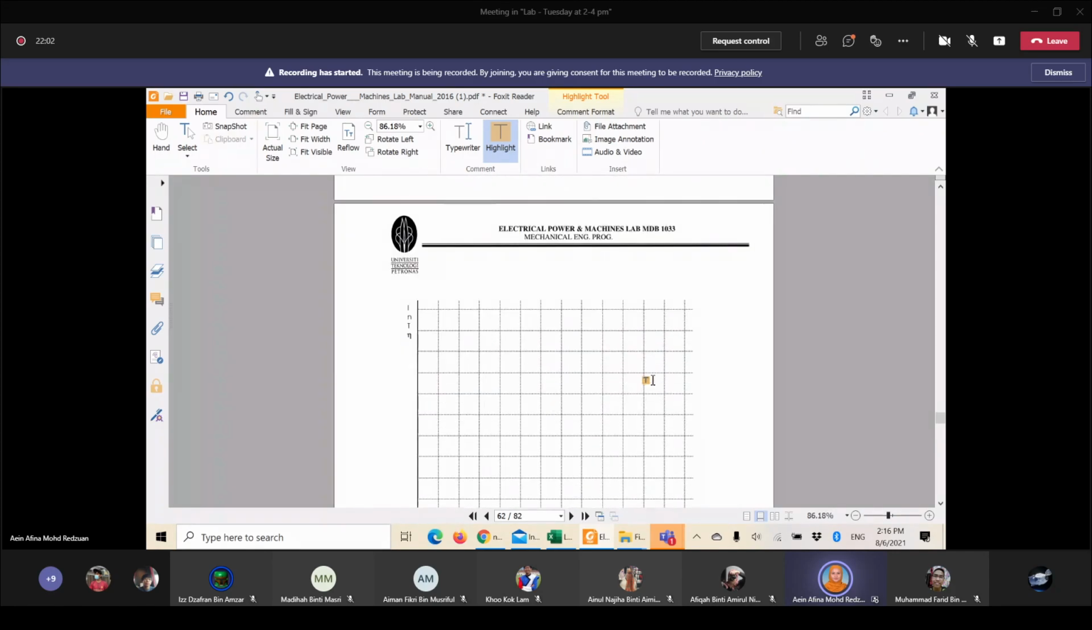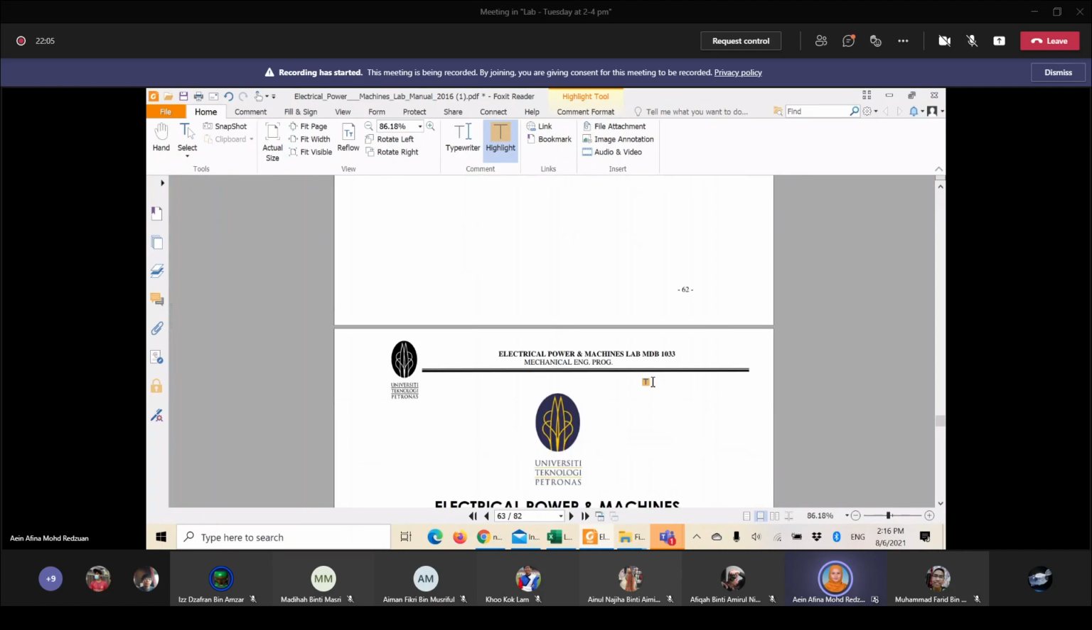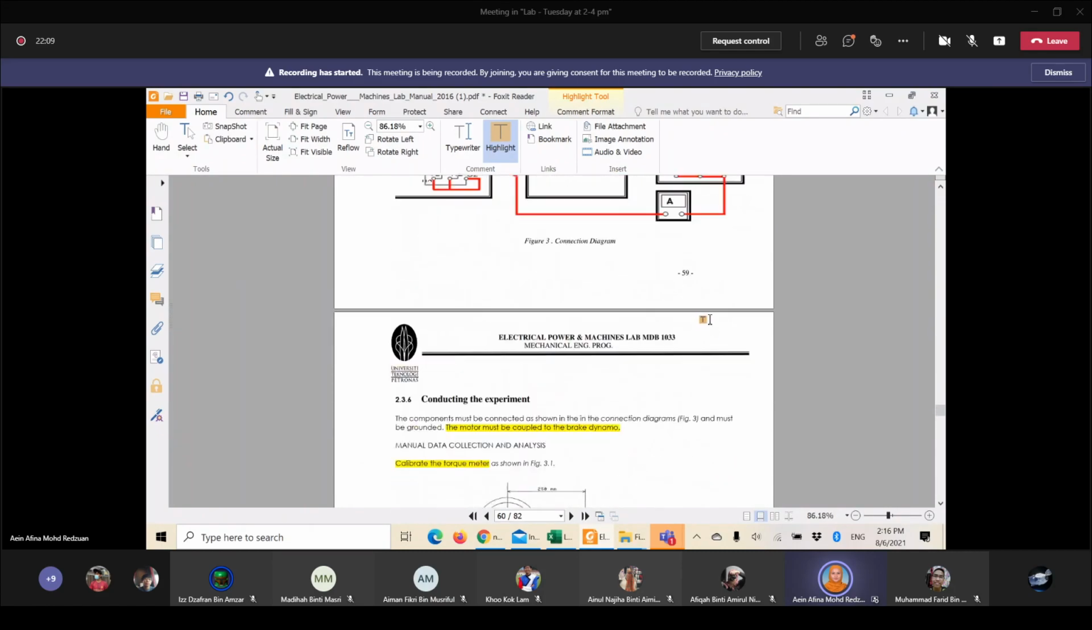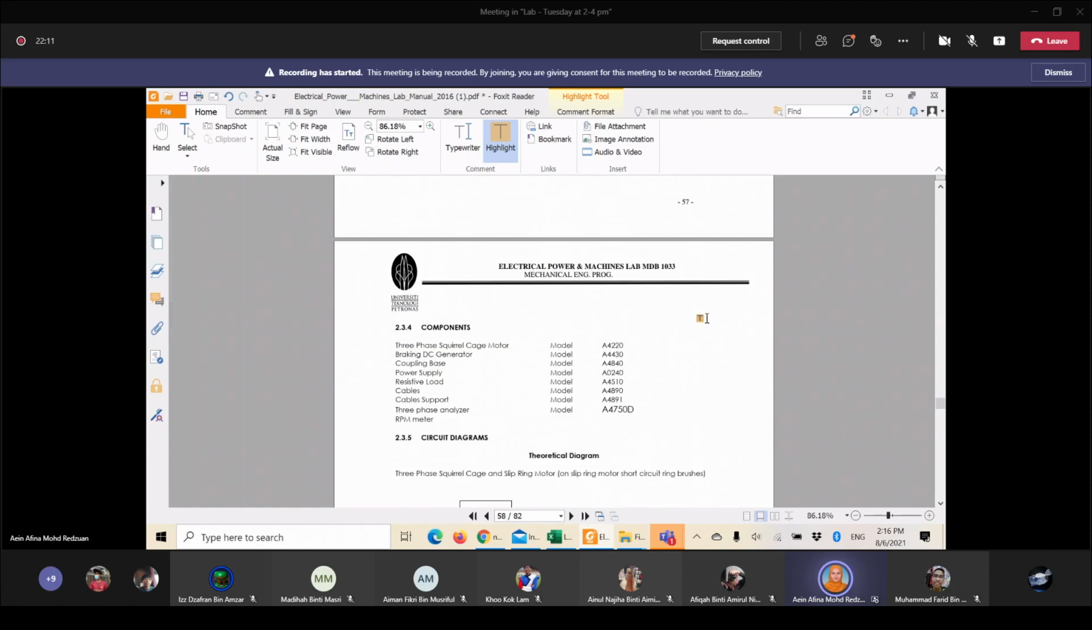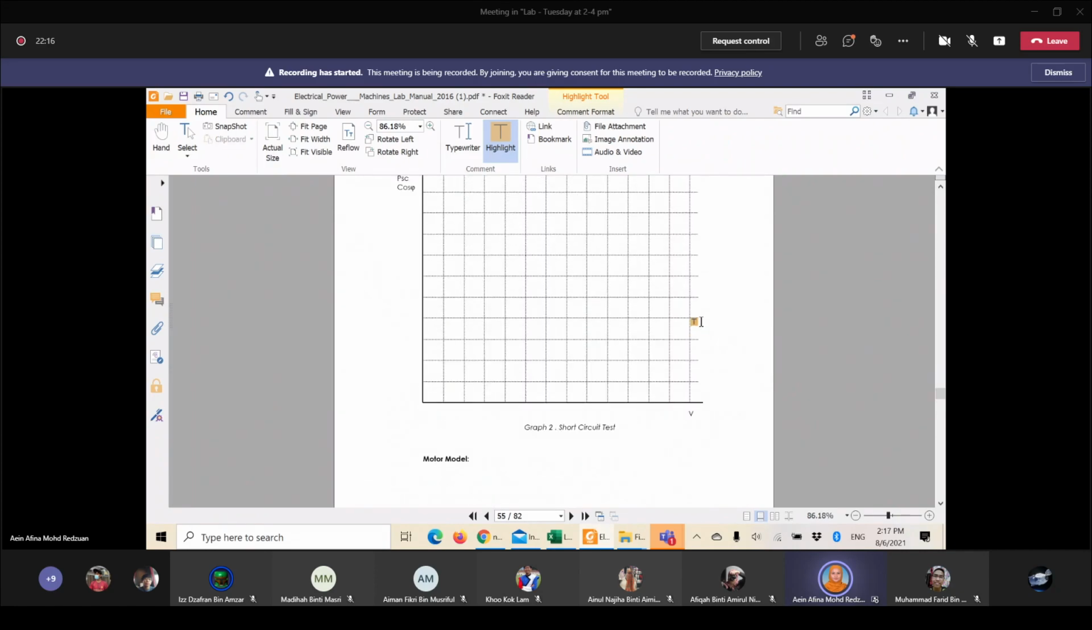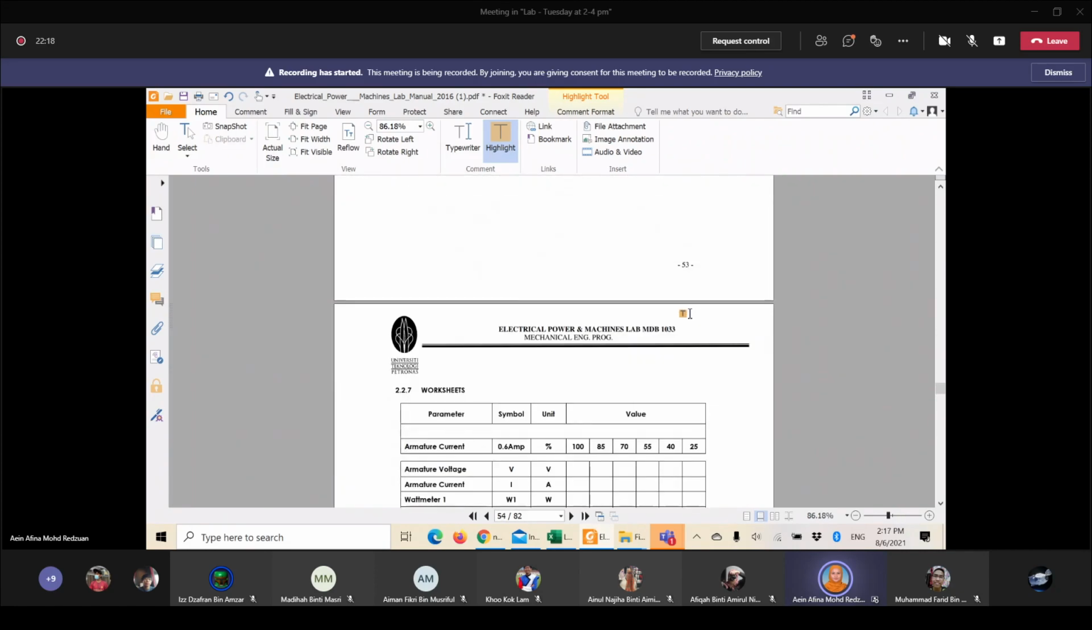Write it down, plot the graph, discuss the graph, and discuss this asynchronous machine. From this, you will have an idea of the difference between the asynchronous machine and the synchronous machine. So you guys understand?